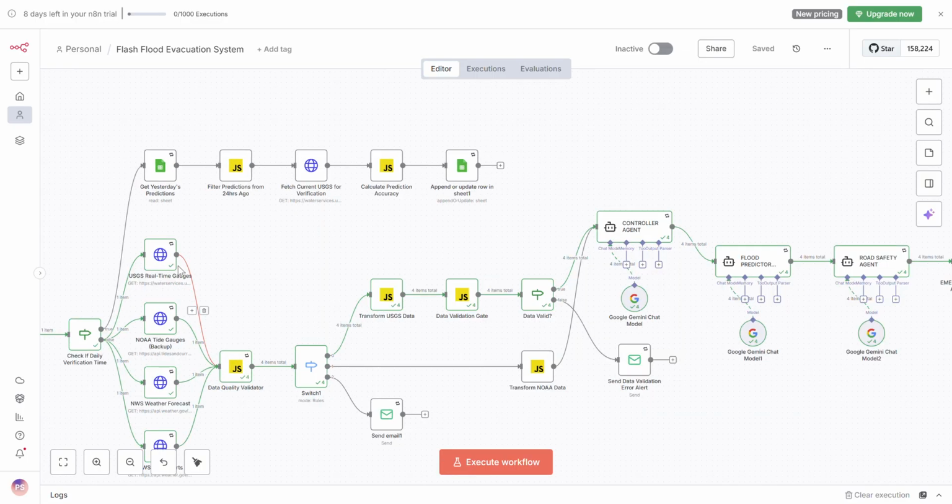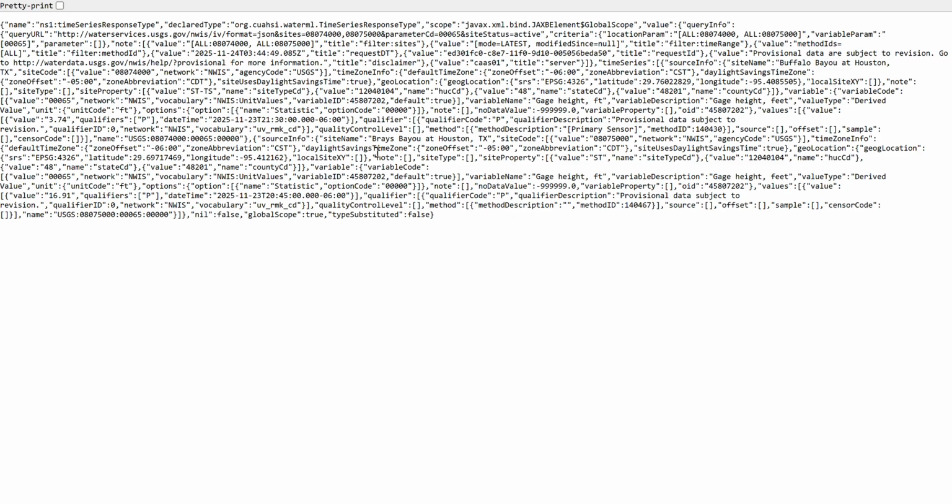To start, the first one is the USGS real-time gauges. This is the US Geological Survey's water data service, and I'm pulling current water levels. This is the website, so as you are able to see, the value changes over here. We are measuring the timestamps for the two critical gauges, the station at Buffalo Bayou at Houston and the station on Brays Bayou.